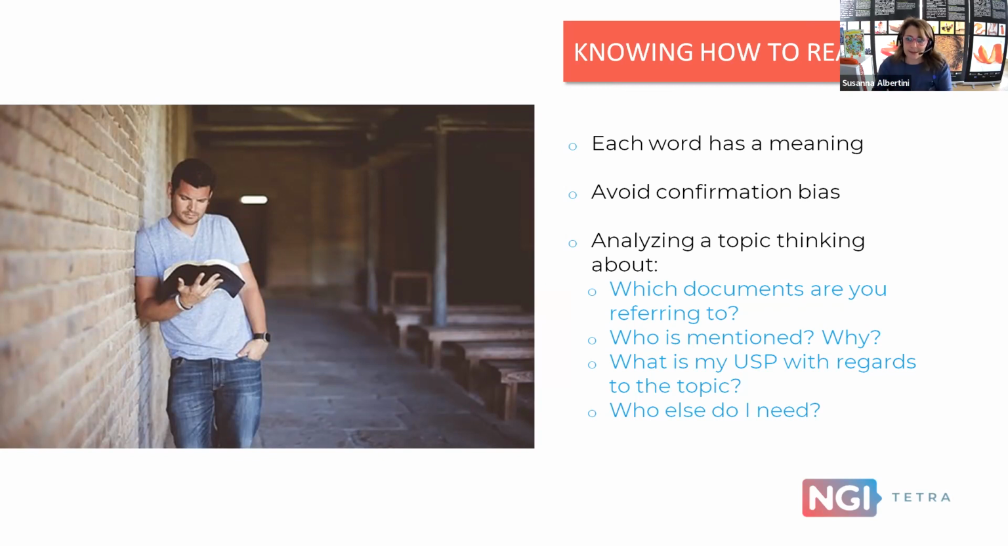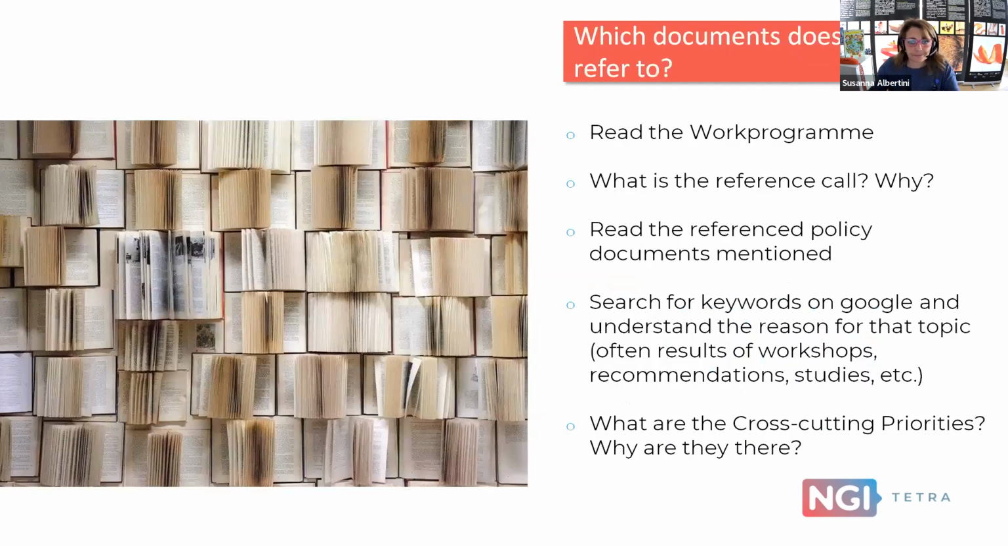So when you are analyzing a topic, you have to think about what documents they refer to. And if there are people, companies or other projects mentioned, why they are mentioned. And then what is your unique selling proposition with regard to the topic? So why will your proposal be unique compared to the others, because you know that there will be a lot of competition. And who else do you need to complete your program?